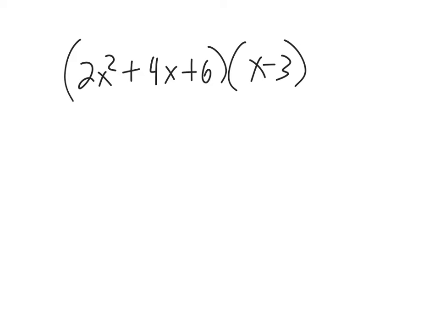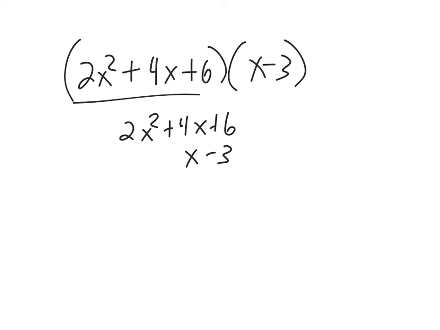Okay, so again, two of the methods work. The FOIL method will not work here, okay? FOIL only works for two binomials. Well, I've got a trinomial here, so that's not going to work. So we could line them up. I'm going to show that first, and then I'll show the Punnett square.